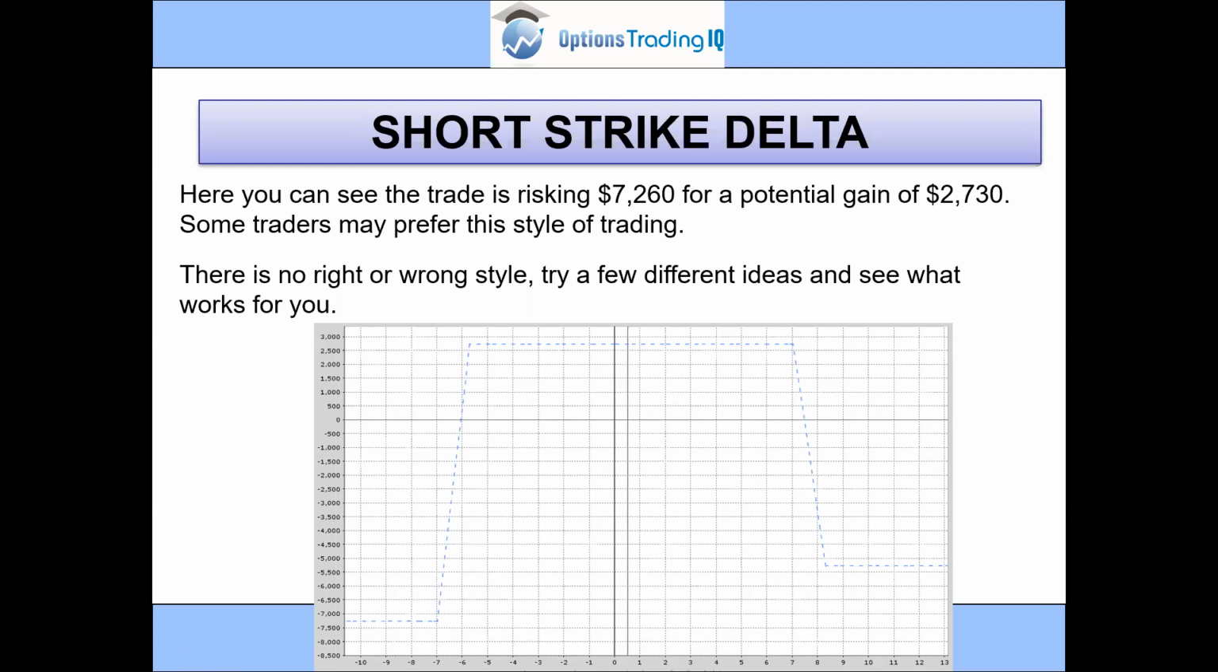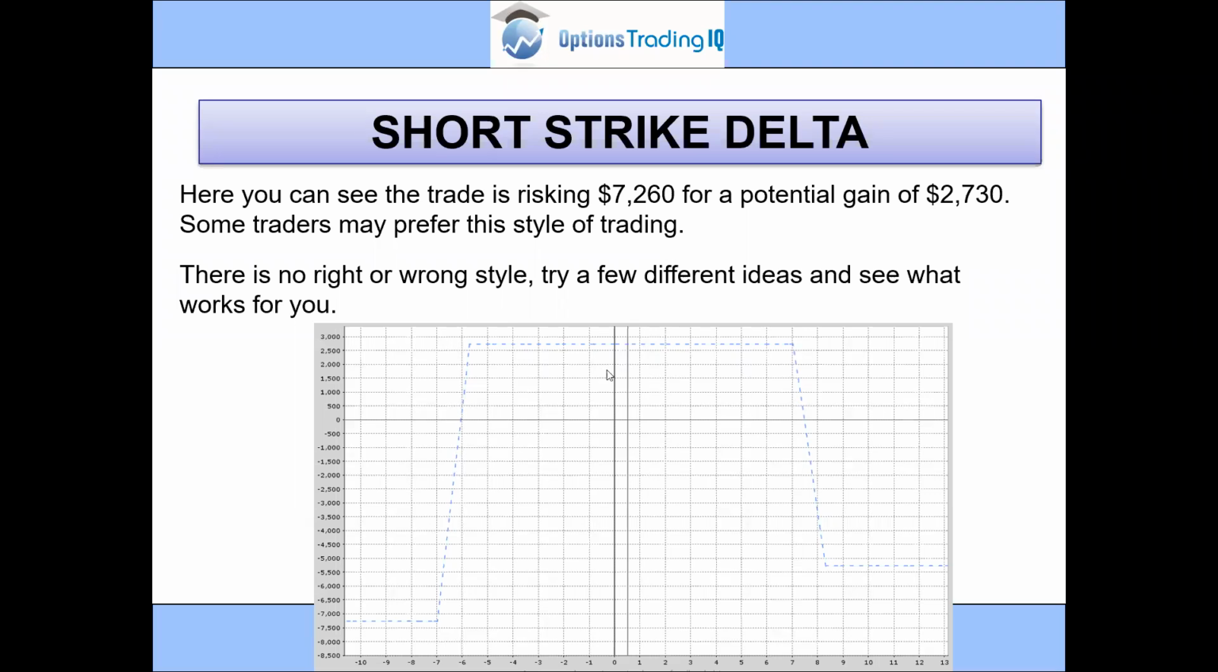37.5% actually. So a much more aggressive trade. Not saying there's a right or wrong style. Try a few different ideas, see what works for you. What works for me is the plan that I've developed for the sort of 10 to 15 delta, but there's nothing wrong with trying this out.